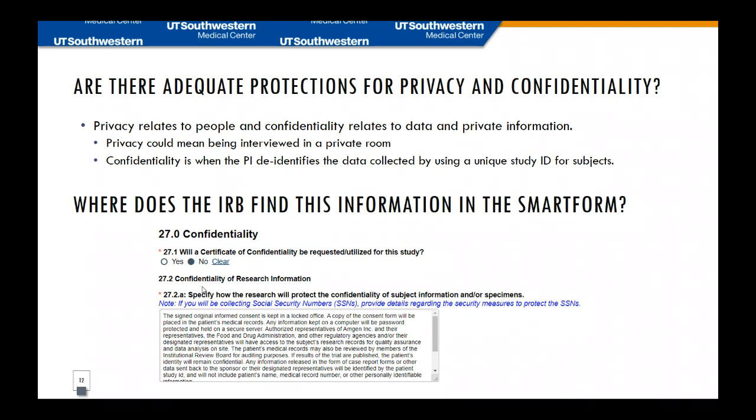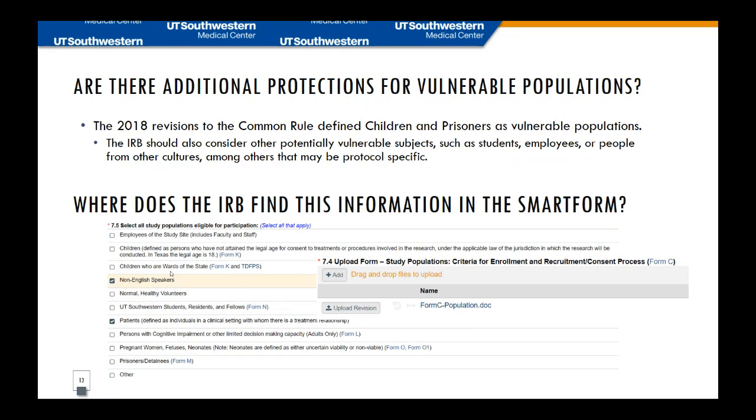So let's talk about vulnerable populations. So the 2018 revisions to the Common Rule have only defined children and prisoners as vulnerable populations. Prior to that change, we had pregnant women included as a population, and it's important to note that the FDA still considers pregnant women to be vulnerable.